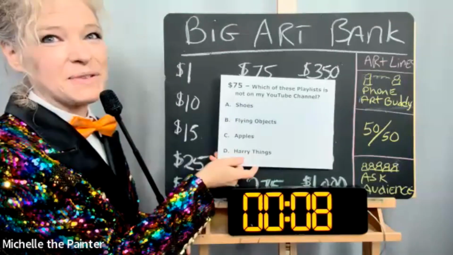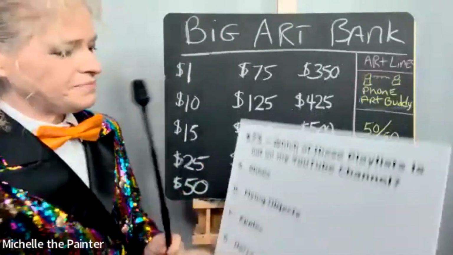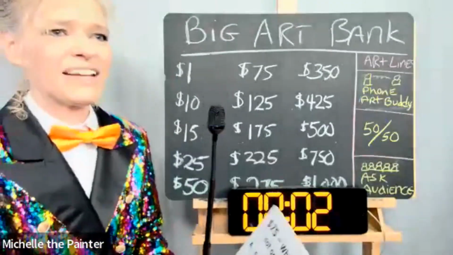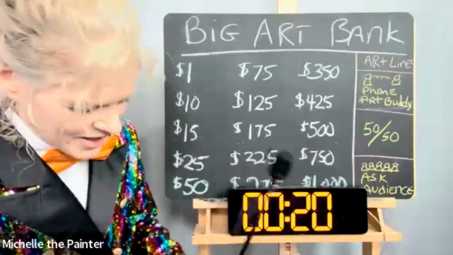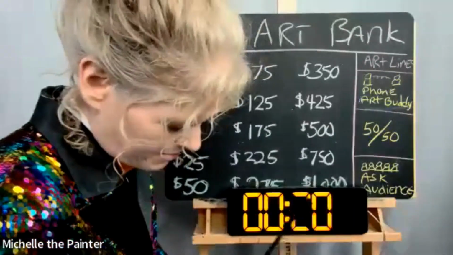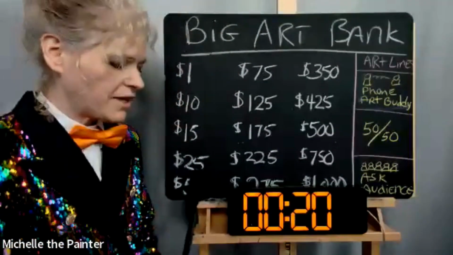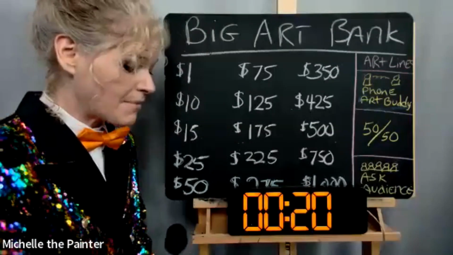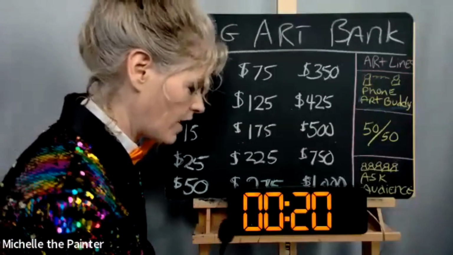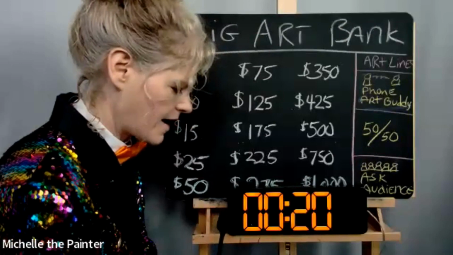Oh, she's thinking on this one. I know. You're going to do the 50-50? Okay. Yeah. The time clock is going to stop. Well, you might get an extra couple of seconds on that one. So, yeah, that's fine. And I need my marker. Let me just get my, oops, I thought I had a marker. There it is. So which of these playlists is not on my YouTube channel? So I know that one is on it, and I know that that one is on it.